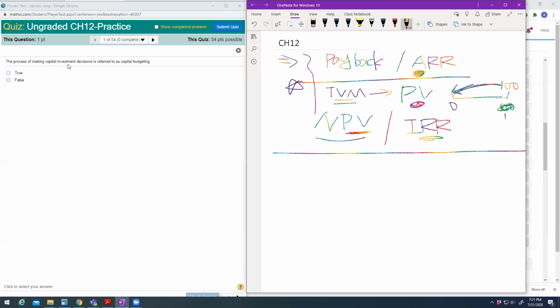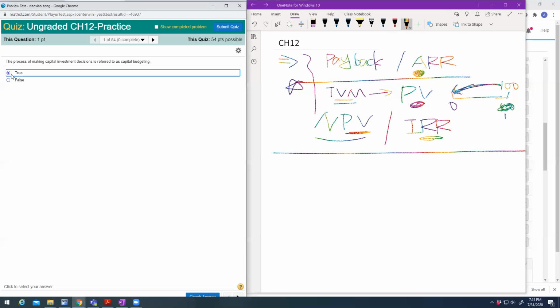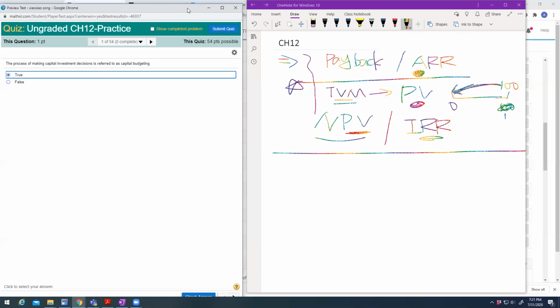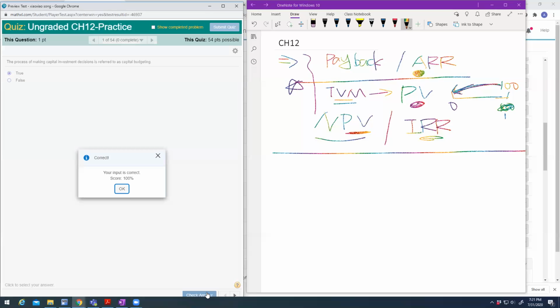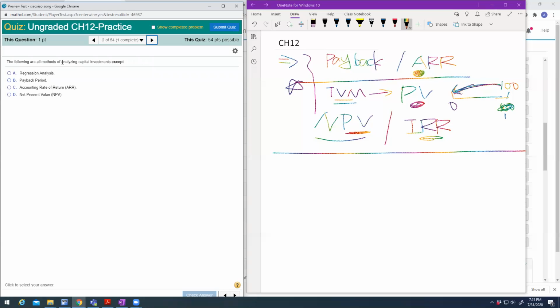A process of making capital investments is referred to as capital budgeting. I think that's right. I leave those concepts basically to yourself. I trust you better. Your English is much better. You are younger, you are smarter. So let's see. Okay, next one. The following are all methods of analyzing capital investment except regression. No, regression is chapter 7, 6, right? It's talking about cost behavior. We have payback method, ARR, NPV. So regression is not investment.